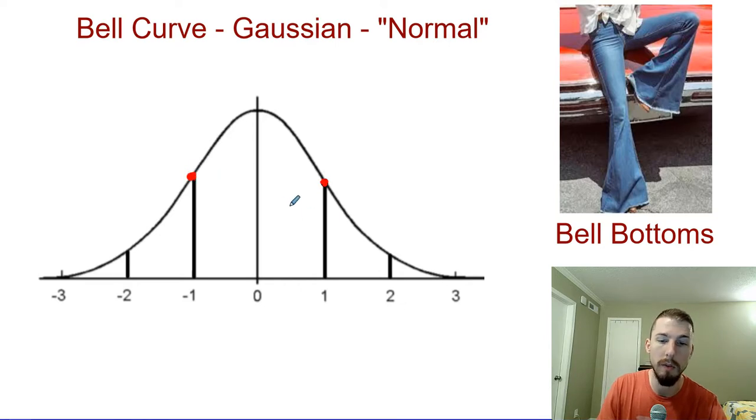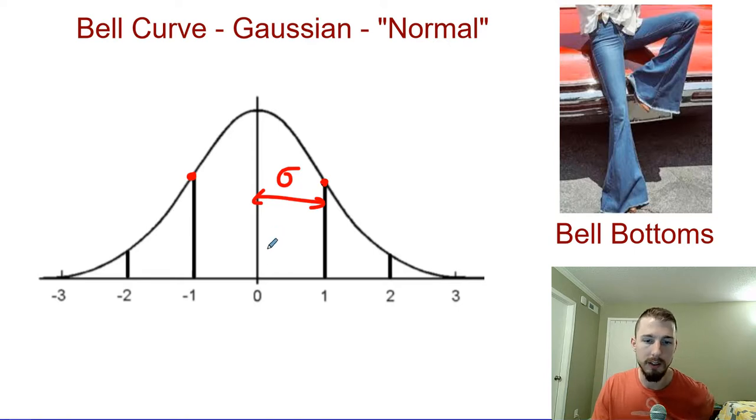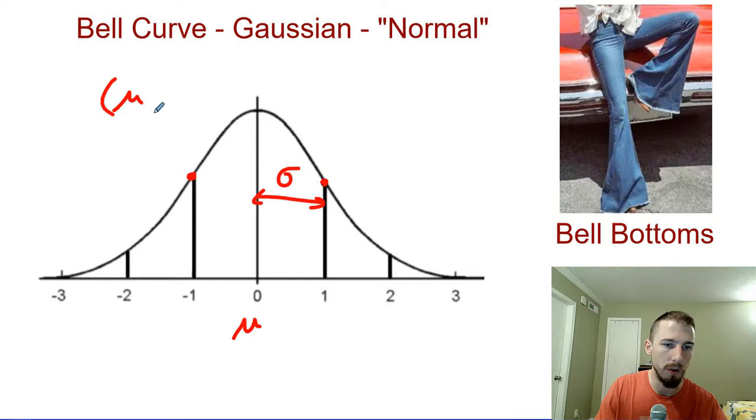Now, what's important about those inflection points is that the distance between the center, which is our mean, and the inflection point is going to be our standard deviation. And yes, that's like a weird 6, but it's a lowercase sigma from the Greek alphabet. So anyway, that is our standard deviation, and where it's centered is going to be our mu, which is our mean. So the parameters for a bell curve are the mu, or the mean, and the sigma, which is the standard deviation.